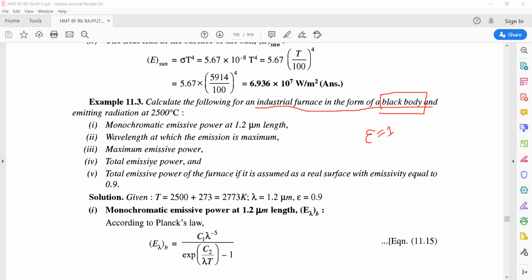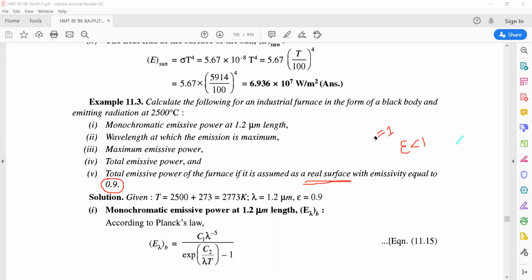But in the last bit, he is asking us to calculate the total emissive power of the furnace if it is assumed to be a real surface, or you can say a non-black surface. For non-black surfaces, emissivity is always less than 1. So that's why he has given, by taking emissivity as 0.9, we have to calculate the total emissive power. Okay, I hope this is clear. Fine.